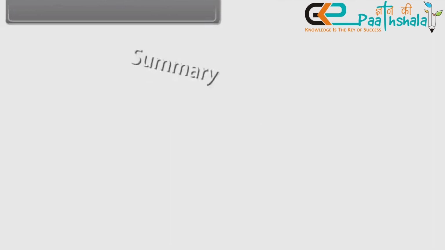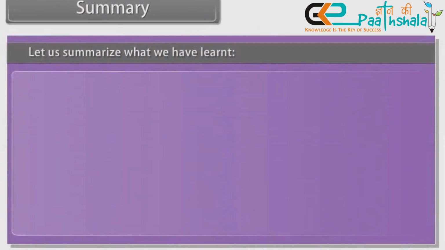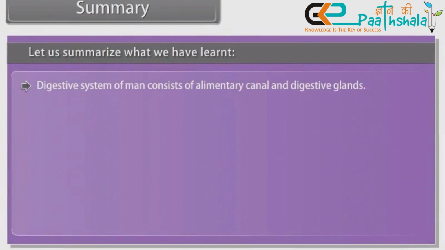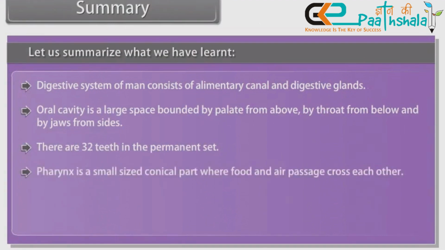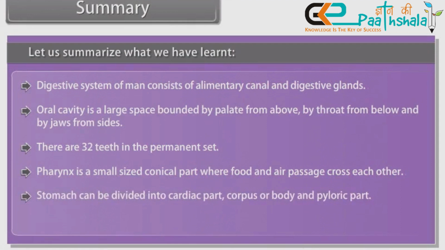Summary. Let us summarize what we have learned. The digestive system of man consists of the alimentary canal and digestive glands. Oral cavity is the large space bounded by the palate from above, by the throat from below, and by the jaws from the sides. There are 32 teeth in the permanent set. Pharynx is a small-sized conical part where the food and air passages cross each other. Stomach can be divided into the cardiac part, corpus or body, and pyloric part.